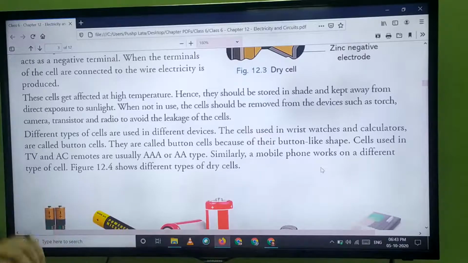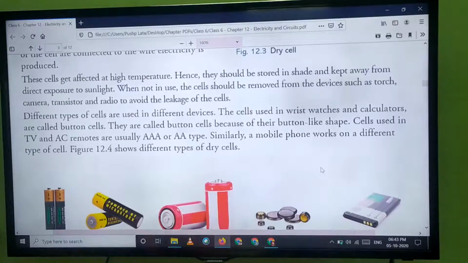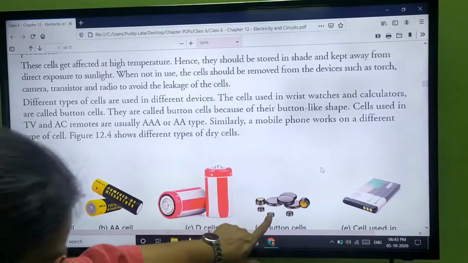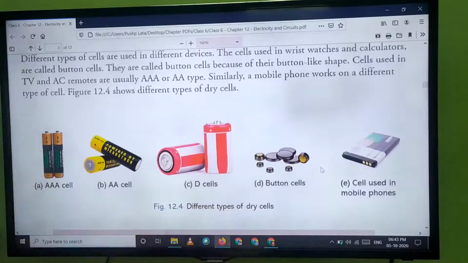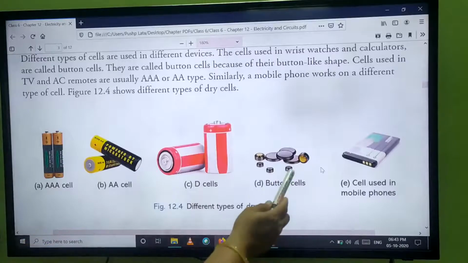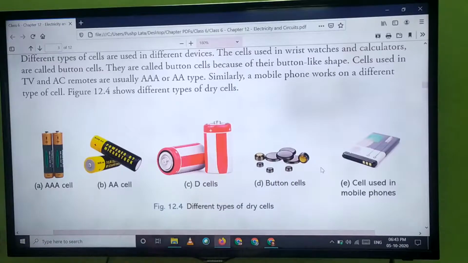Now there are different types of cells that you might have seen in your daily life. What are the different types of cells? In wrist watches and calculators, we use button cells. Why do we call them button cells? Because they are button shaped cells.